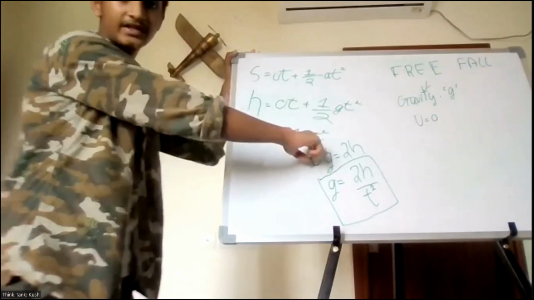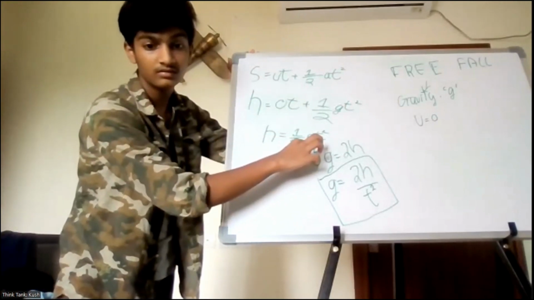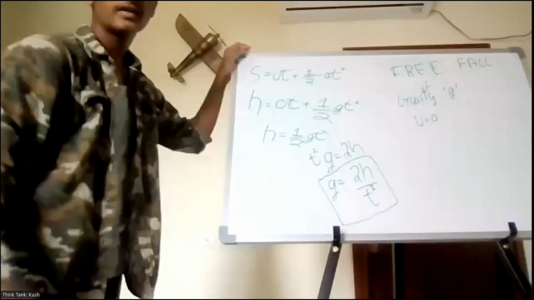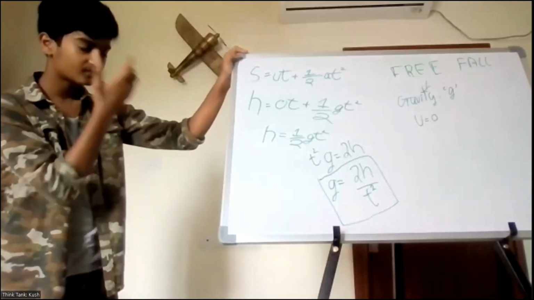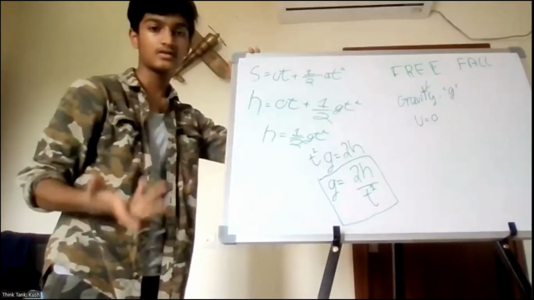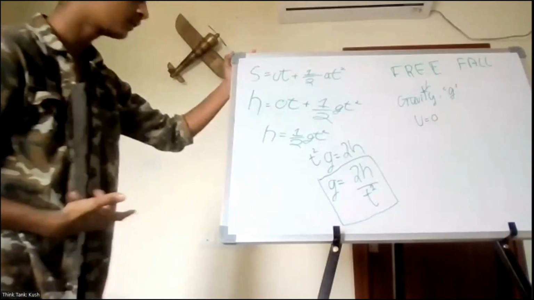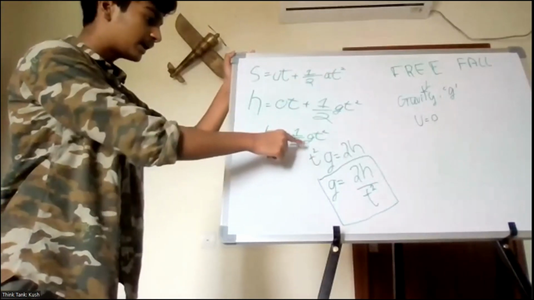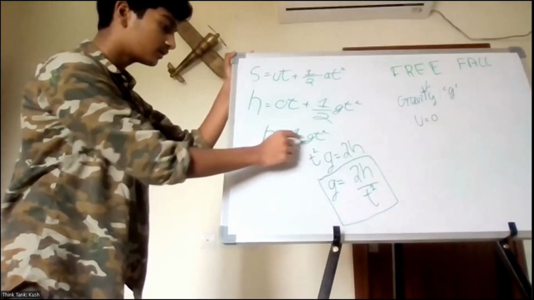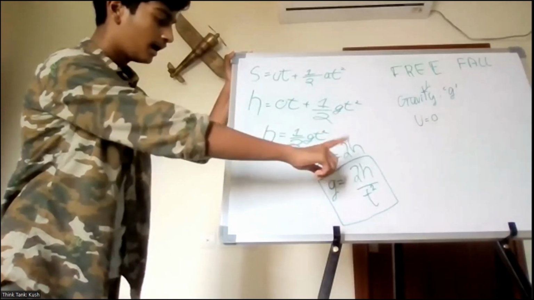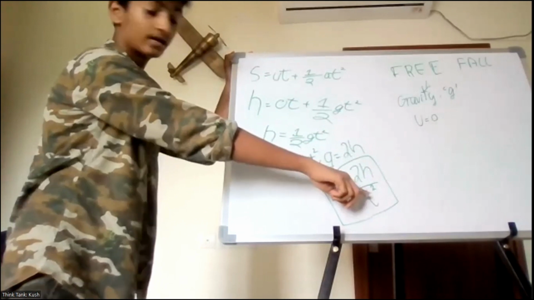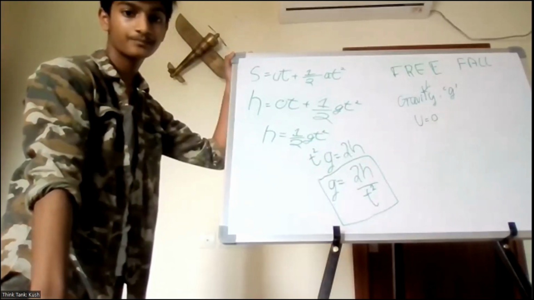Now I want to make g the subject here because we're deriving g. Yes, Ashman, initial velocity is taken to be 0 because this is free fall. We have 0 velocity in free fall. It's a law. So we multiply by 2 on both sides. We get gt square equals 2h. And g equals 2h by t square. Right? Make sense?